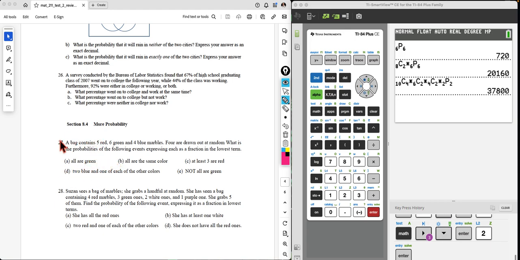So let's take this one. We got the bag of marbles. I'm making the video before class, but we'll take a look at something like this in class. So we've got a bag that contains 5 red, 6 green, 4 blue marbles. The first thing is how many are that? That's 15 marbles total that we're choosing from. 4 are drawn at random. The order that they're pulled out is not important because it's random, and they're all taken together, so order's not important.